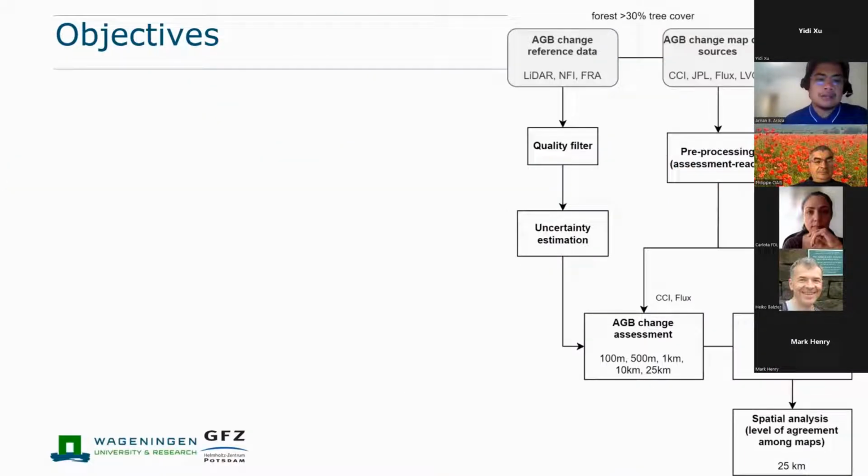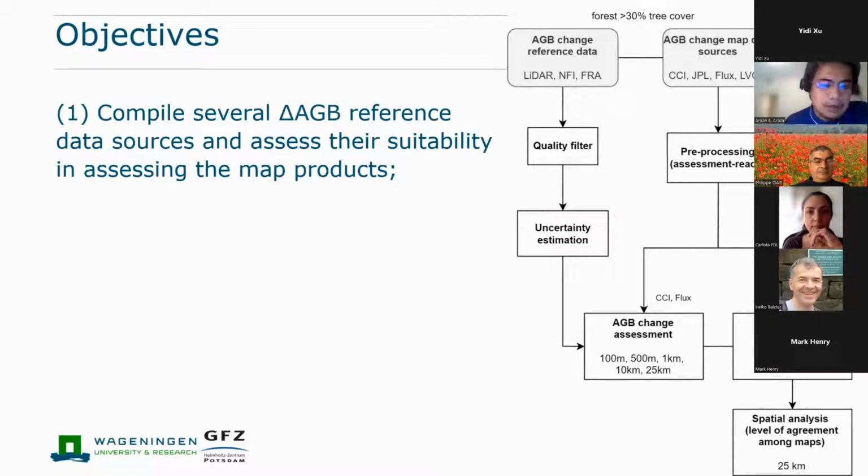And we have derived these objectives. First, of course, we need some dependable and reliable reference data. So this is the first step for this study: to compile these reference data and assess their suitability and quality. We also try to estimate their uncertainties at the reference data level if unavailable.